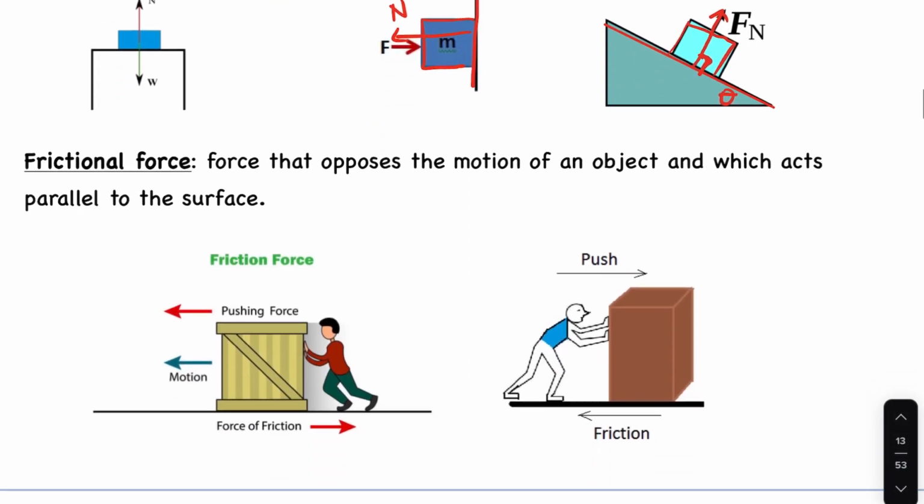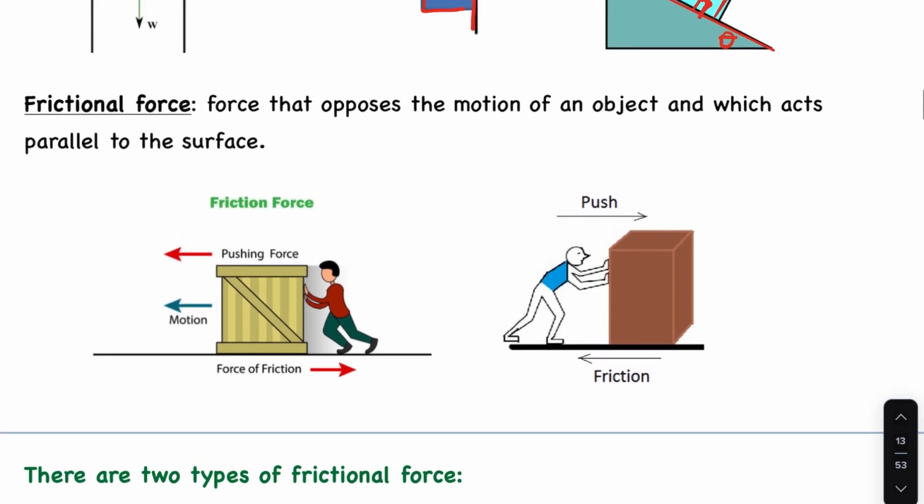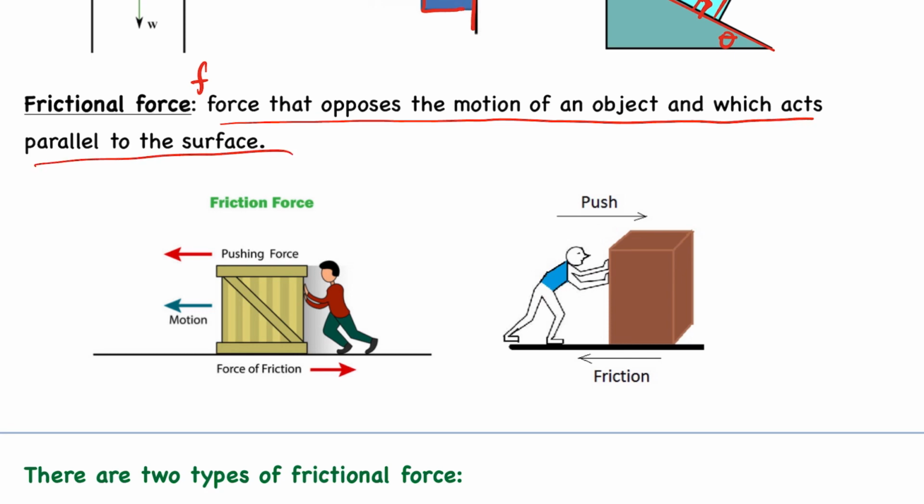Right, let's look at another force there. The other force is the frictional force. The frictional force, guys, is denoted as a small letter f. It is the force that opposes the motion of an object and acts parallel to the surface. So the force that opposes the motion of an object is a frictional force.